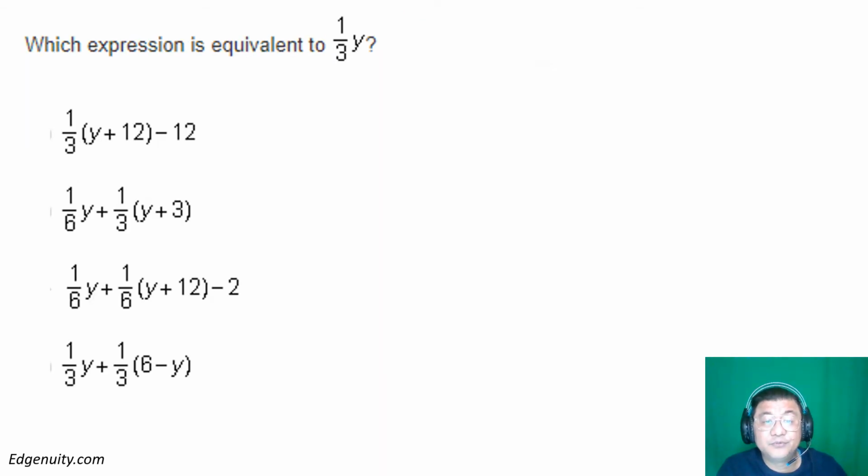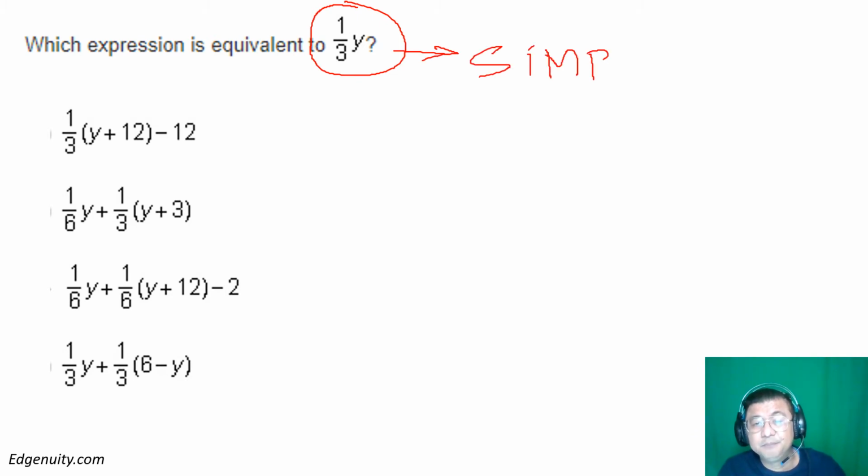Now we have the reverse. Which expression is equal to 1/3 y? This is already very simple. And what do they have here? They have long expressions, which I don't know what the final expression would be. All right, therefore, let's try everything. Let's try the first one.